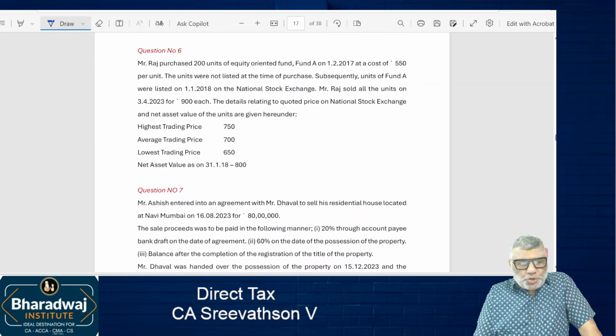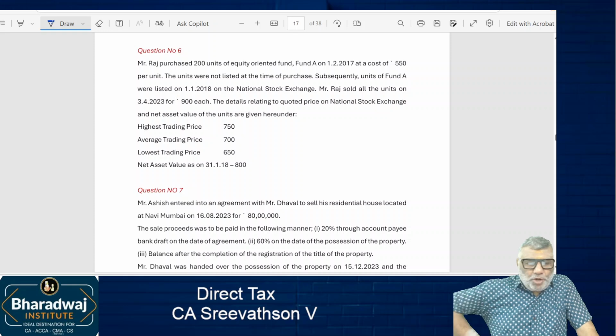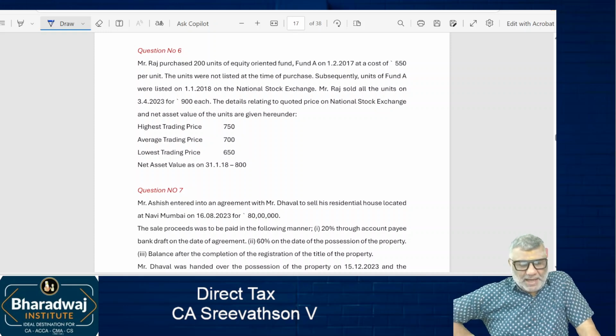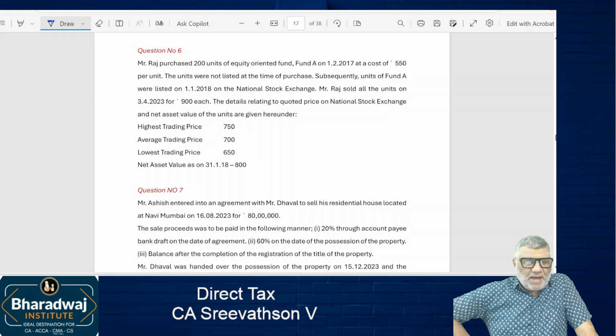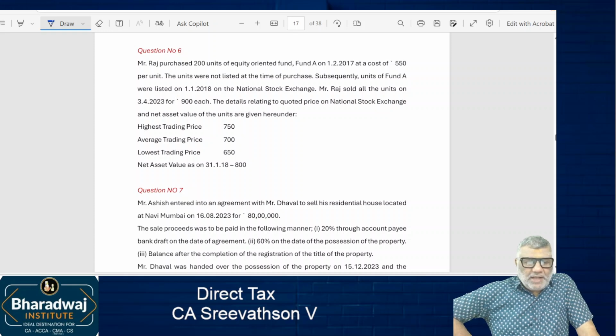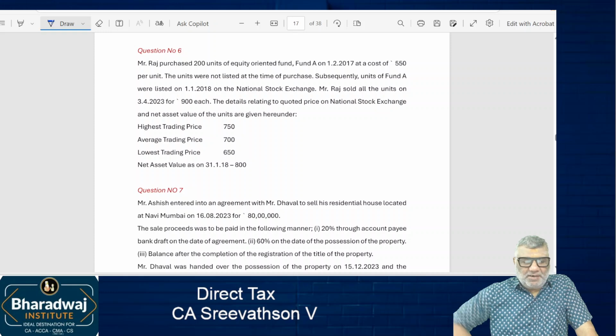Mr. Raj purchased 200 units of equity oriented funds before 1/4/2018 at 550. It's the same question, part B actually. These units were not listed at the time of purchase. Subsequently, units of funds A were listed on 1/1/18 on NSE. Mr. Raj sold all these units at 900. The details relating to quoted price on NSE: 750, 700 and 650. Net asset value is 800.